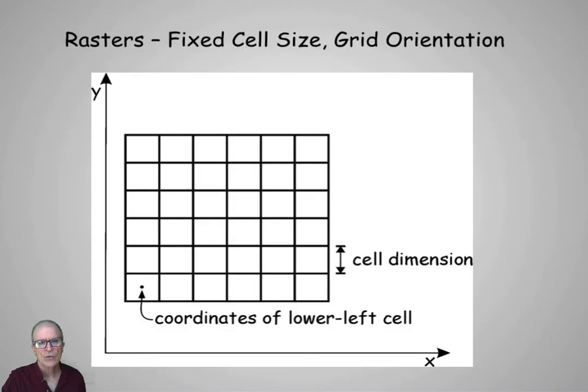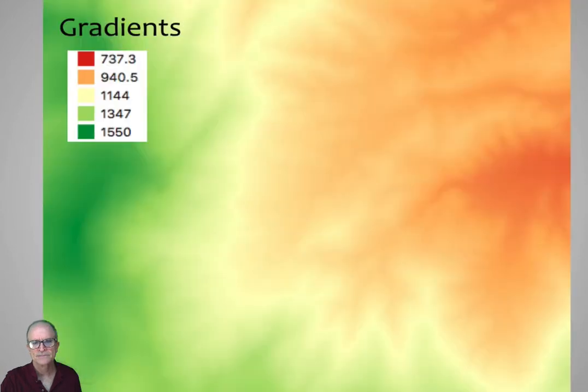In a raster data set, we have a fixed cell size. We typically have the axes of the rasters, so the edges, aligned with our coordinate system. And we have cells that have a cell dimension the same in both directions. A 1 meter raster, 2 meter raster means it has a cell dimension of 1 meter or 2 meters. And I have the coordinates of the lower left cell, or coordinates of at least one of the cells. And then I can, if I know the cell dimension, calculate where I am anywhere in the raster.